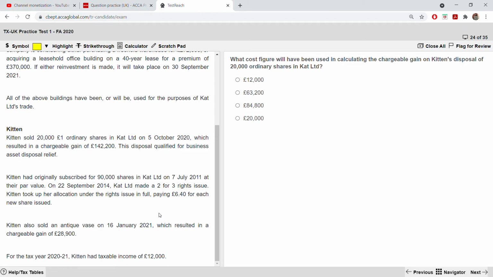So there are many things here. What are those things? Sold antique vase, so one is the antique, one to do with the rights issue of the shares, and the other, she has a taxable income also. So you need to hold your nerve because it's easy to get confused about what to do with each of these. The question is, what cost figure will have been used in calculating the chargeable gain on Kitten's disposal of 20,000 shares in CAT Limited? Now they're only talking about the disposal of 20,000 ordinary shares, so we are not taking in the taxable income or the antique vase.